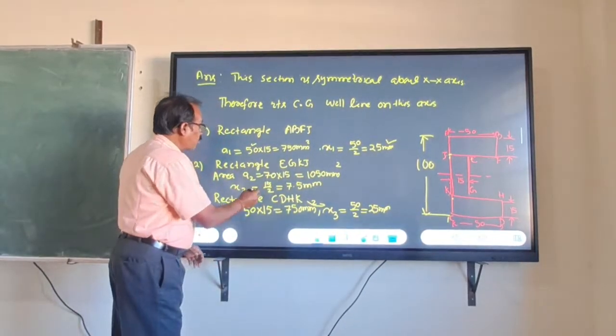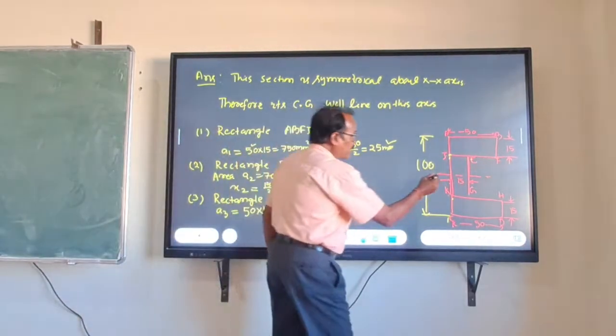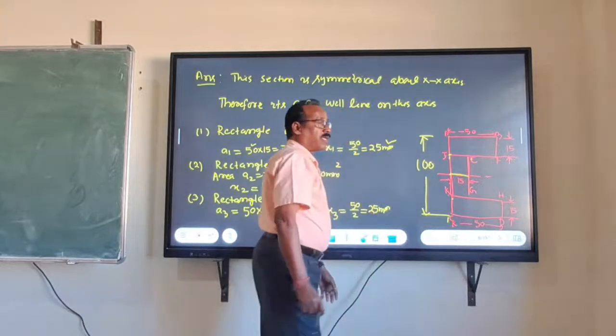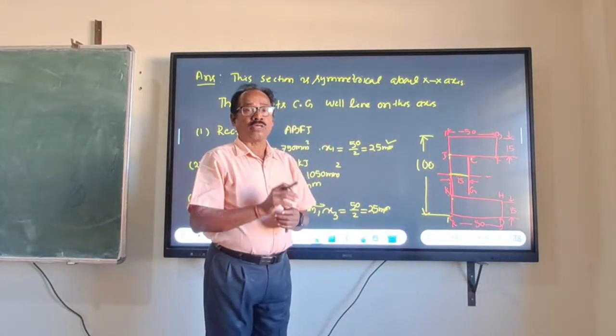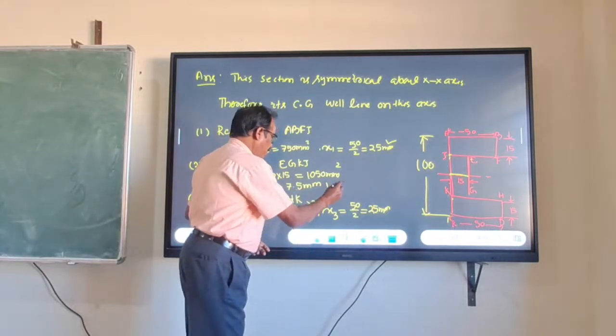This length is 100. This length 15. This length 15. Therefore, 100 minus 30 is equal to 70. Therefore, A2 is equal to 70 into 15, 1050 mm square. Then, X2 is equal to 15 by 2 because this length is 15. Therefore, X2 is equal to 15 by 2 is equal to 7.5 mm.